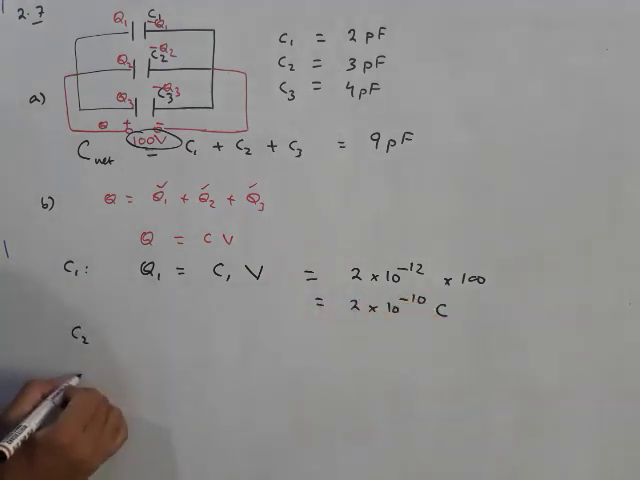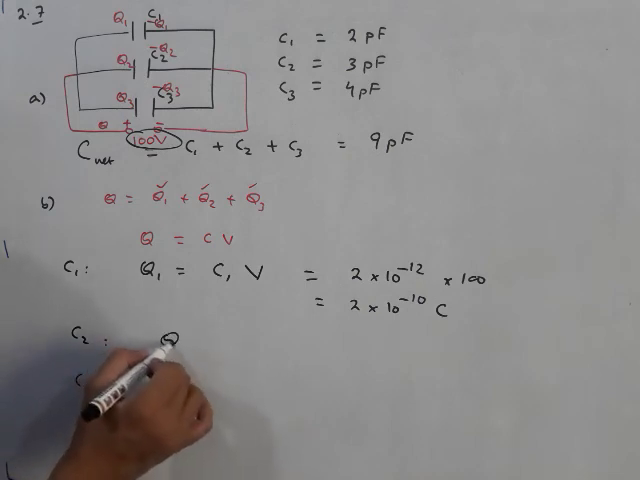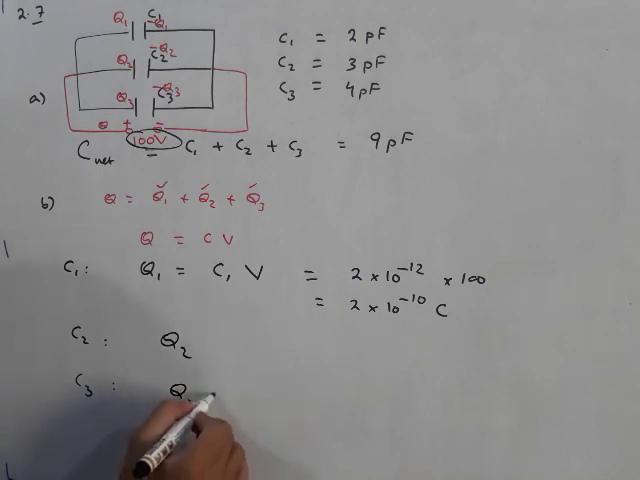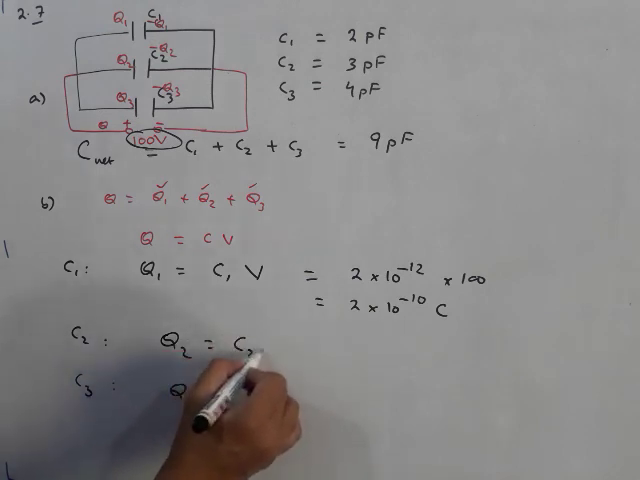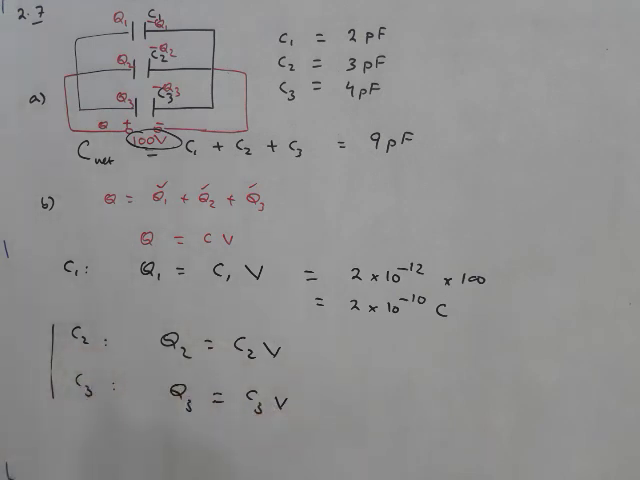Likewise, in capacitors C2 and C3, you can find the charges Q2 and Q3 using the formula C2V and C3V. I think you can do it yourself, students. So let's proceed to the next question.